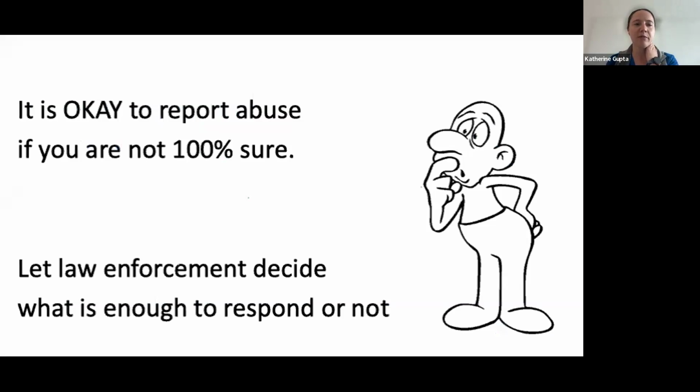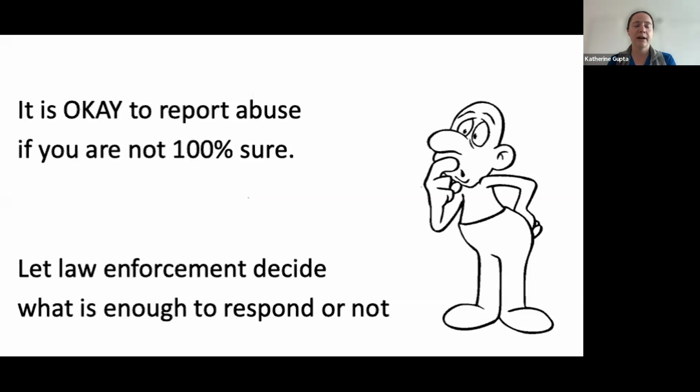Here's a big thing that I really want to call out. It is okay to report abuse even if you are not 100% sure. And actually, I would go further to say you will probably never be 100% sure. So if you are waiting for 100% before you're calling your social worker, your law enforcement, it is too late. You're missing cases. It's not your role really to decide what happened. It's your role to say this is suspicious and needs more investigation. And then it's law enforcement's role really to decide how they want to progress in an investigation.